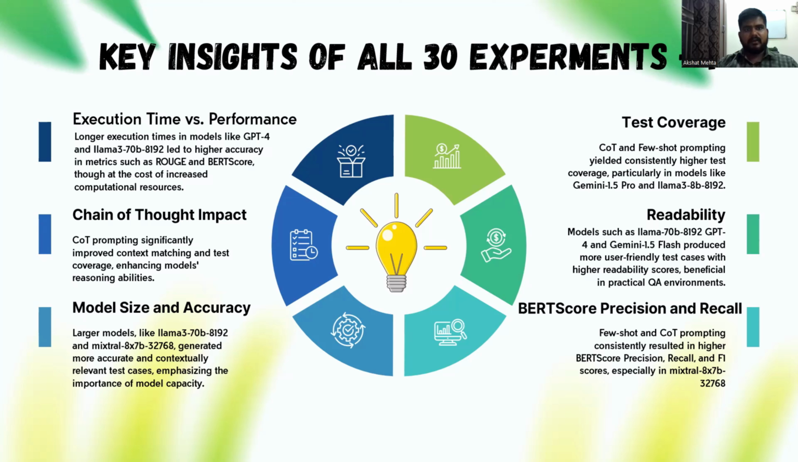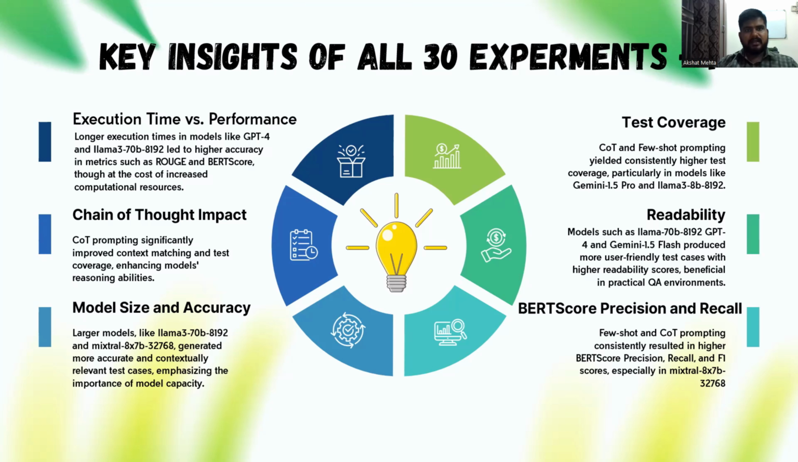Second, chain of thought impact. CoT prompting notably enhanced model reasoning abilities and alignment with the user story context, leading to more relevant test cases. Third, model size and accuracy. Larger models, notably Llama 3 70 billion 8192, were more successful in generating accurate and contextually relevant test cases, demonstrating the importance of model capacity for achieving high accuracy.